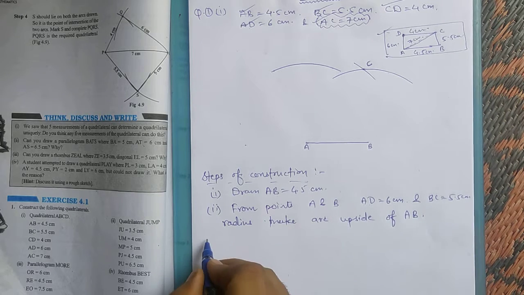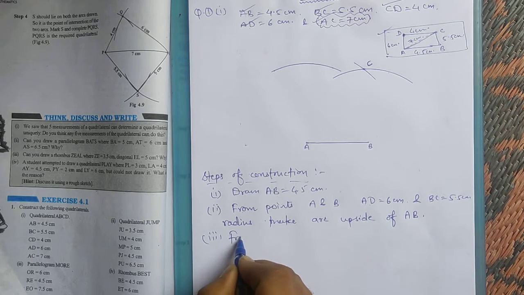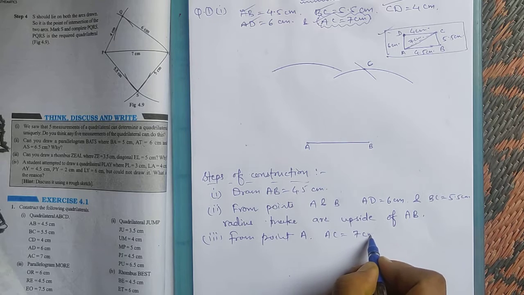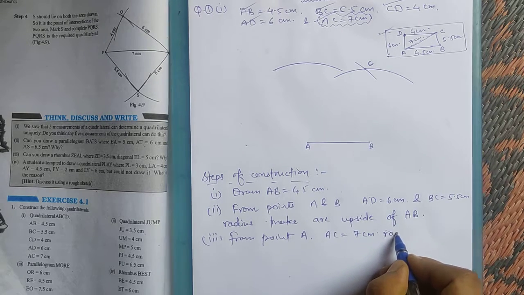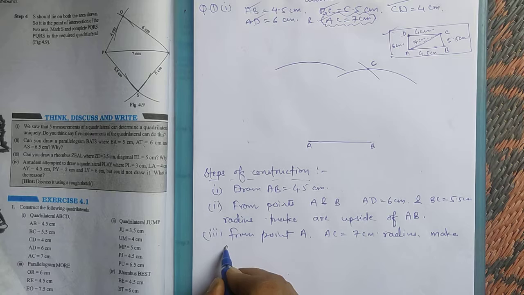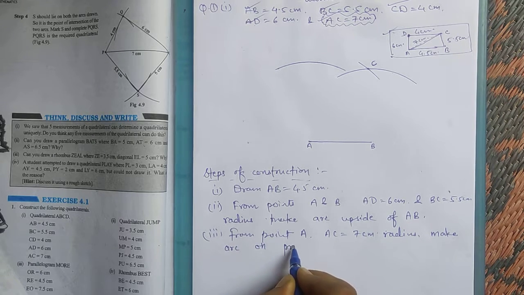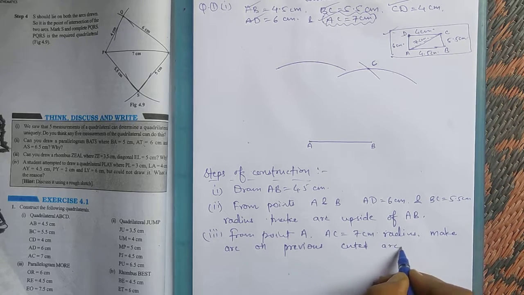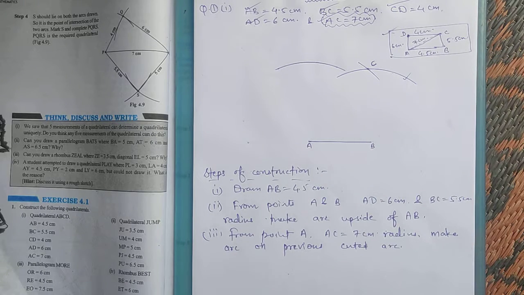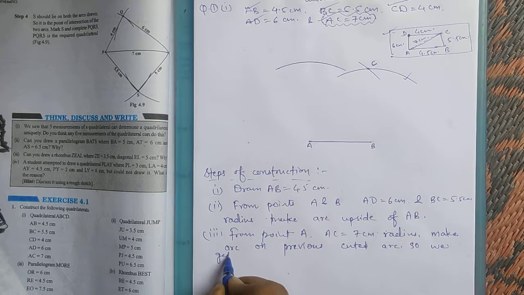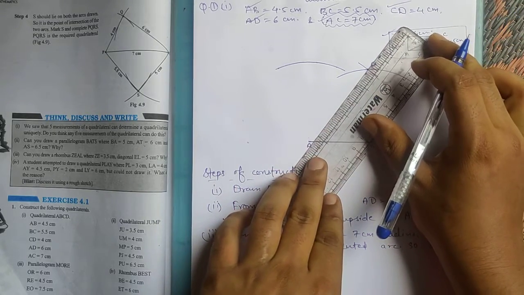So I am writing the third step there. From point A, with AC equal to 7 centimeters as radius, make an arc on the previous cut arc, because I cut the arc on the upper side of the previous arc. So we get point C.